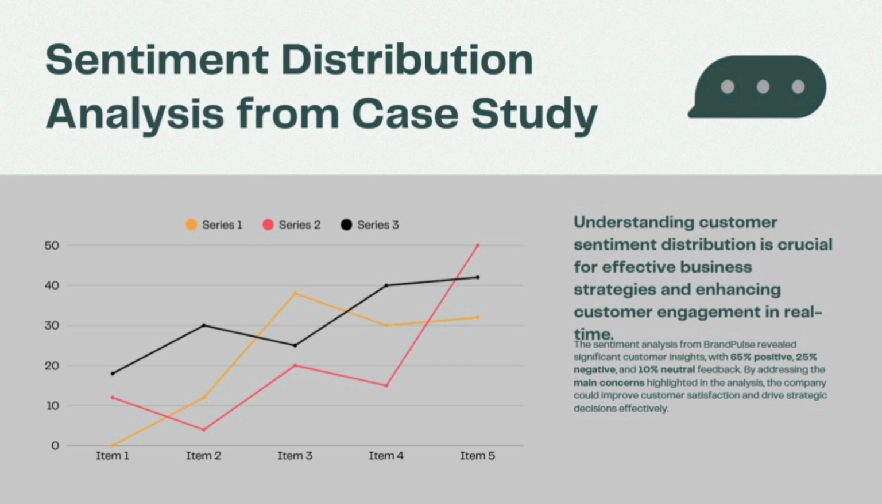So, what did the analysis of those 50,000 posts reveal? The final sentiment distribution was 65% positive, 25% negative, and 10% neutral. This high level breakdown was crucial. By diving deep into the topics driving the 25% negative feedback, Brandplus could stop guessing and start implementing targeted solutions to improve customer satisfaction and make smarter strategic decisions.